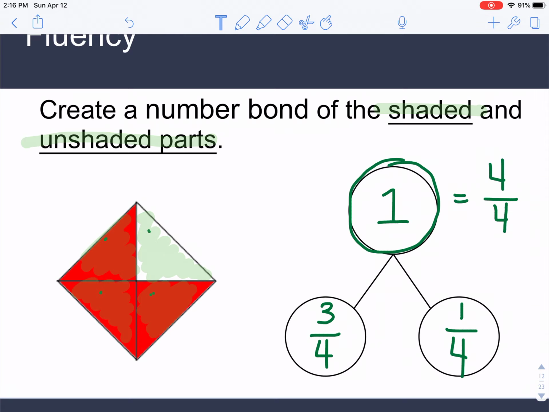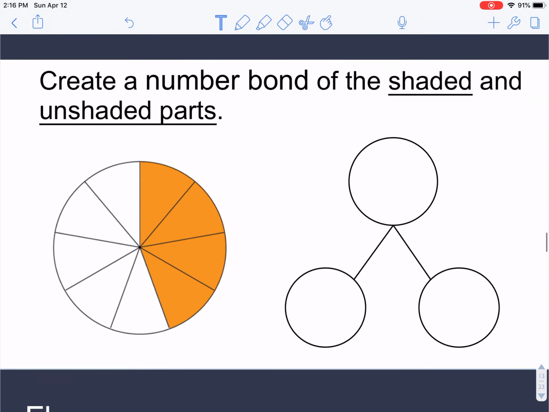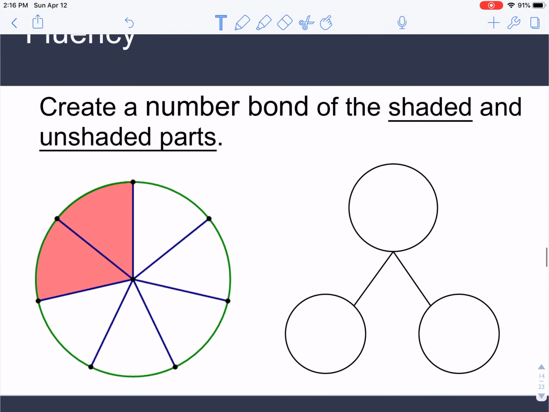Okay. Let's skip this one for now. Let's go on to this one. Again, we are going to create a number bond of the shaded and unshaded parts. Well, we know that we have 1 whole here, so I am going to write 1 whole. Let's start with our fraction bars.